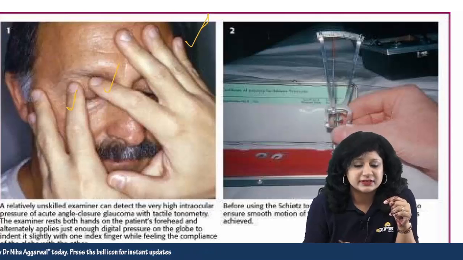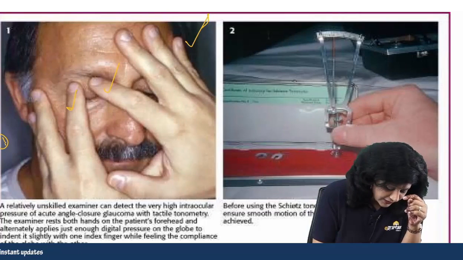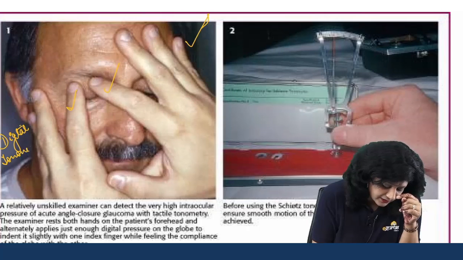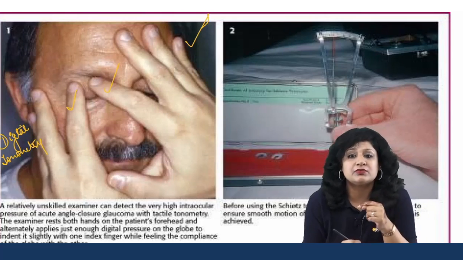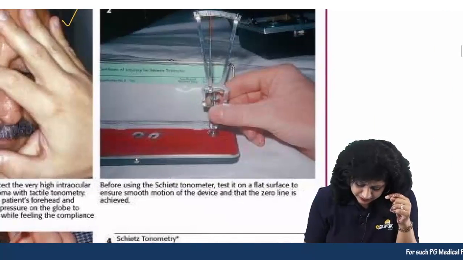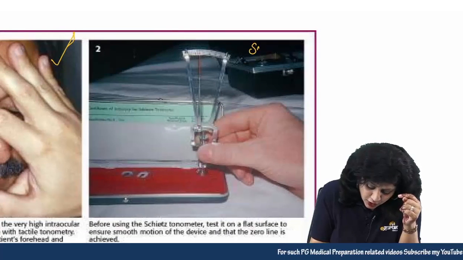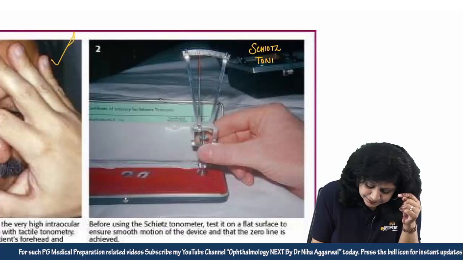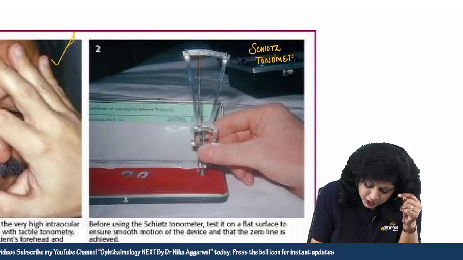So this is nothing but the digital tonometry. I will write here digital tonometry. Okay, here we are going with the digital tonometry. Then if you see here, this is your Schwartz tonometer.